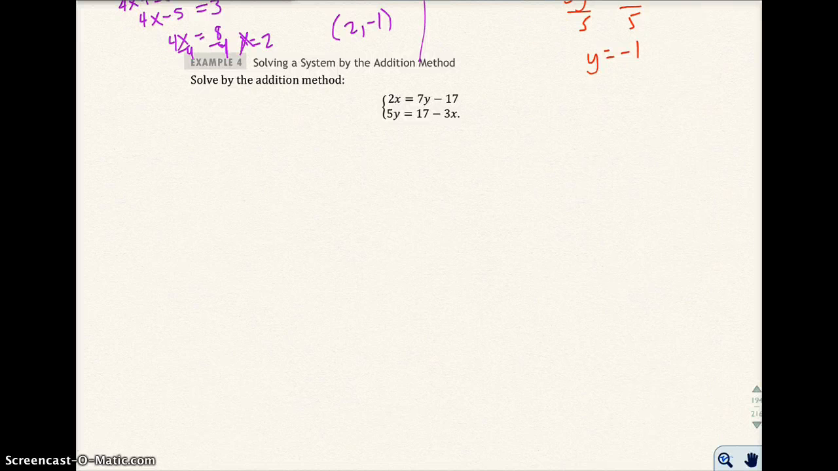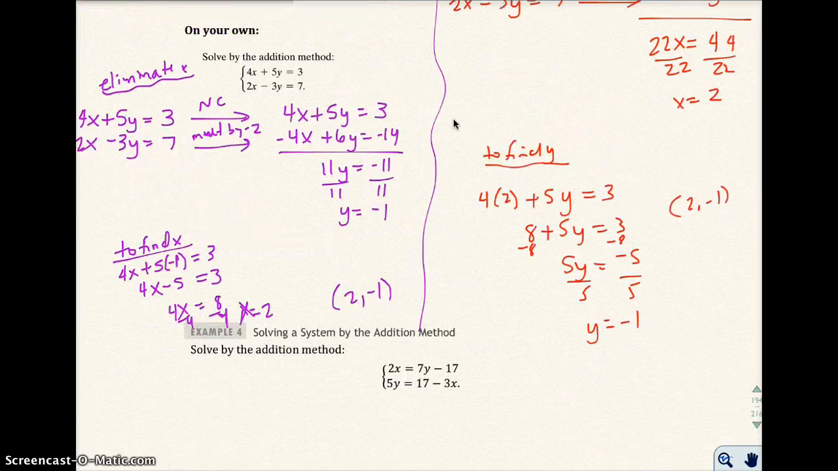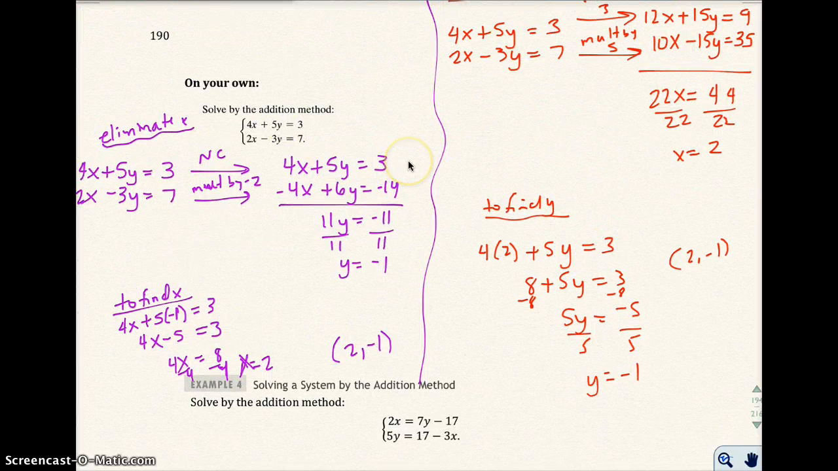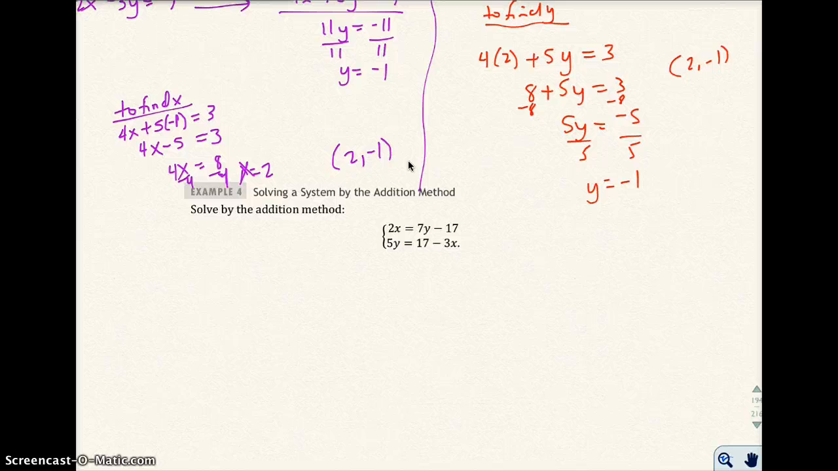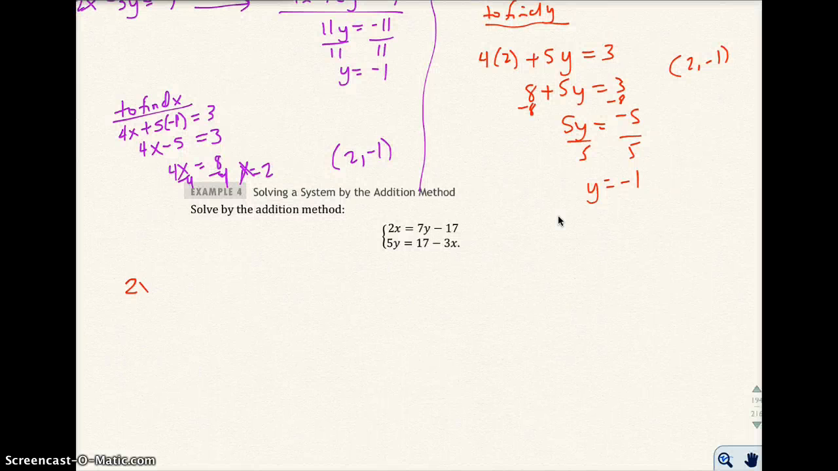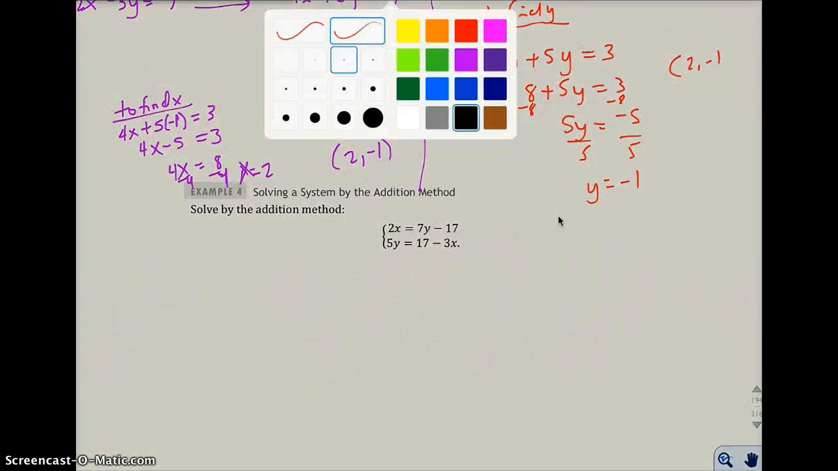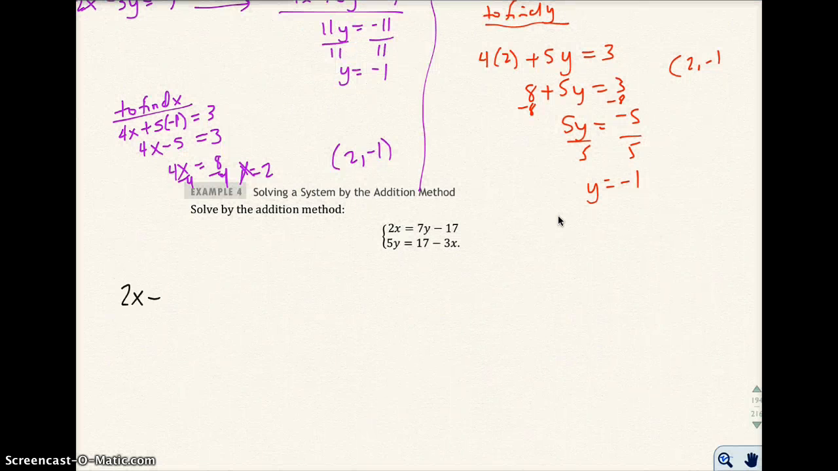And notice how here, these terms are not even lined up, whereas before they were. What you want to do is go ahead and line them up. And there's many ways to line them up, but here if I want to get the y on this side and get the x on this side, the system would now become 2x minus 7y equals -17. So I just subtracted 7y from both sides and moved it to this side.